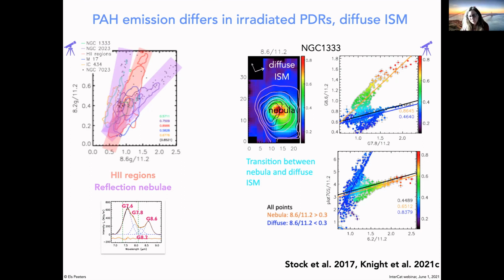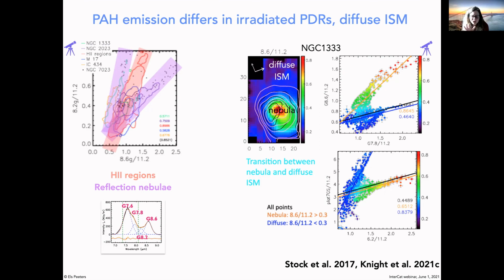On the right-hand side, we go to another reflection nebula and we do correlation plots on the complete right-hand side, and they're color-coded according to the map that is shown, which shows you the 8.6 over 11.2. And so all the colors from green, yellow, orange, red are basically coming from the reflection nebula itself and form a very nice correlation. But our map was bigger than that, and we also looked outside of our nebula, and these are color-coded in blue, and you can see that they form a completely different correlation.